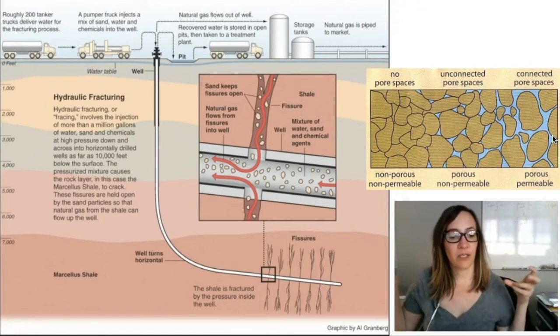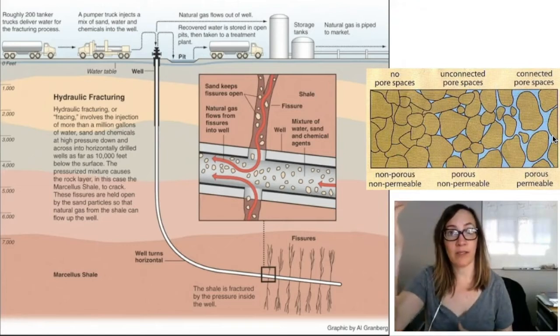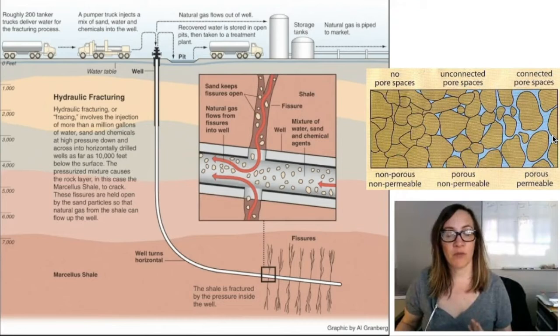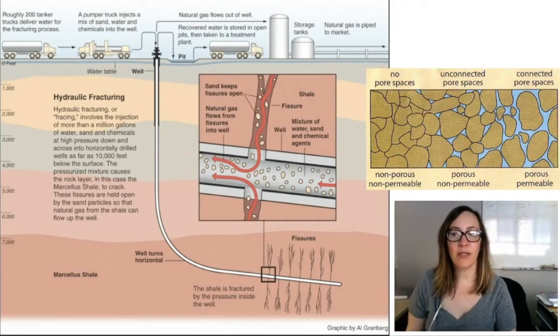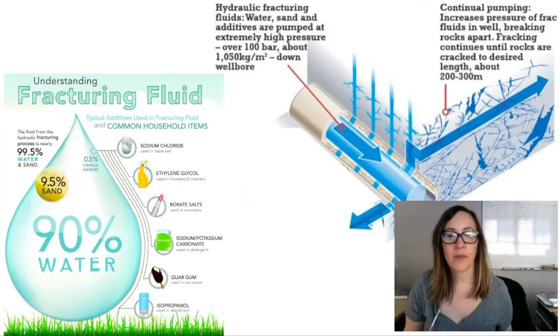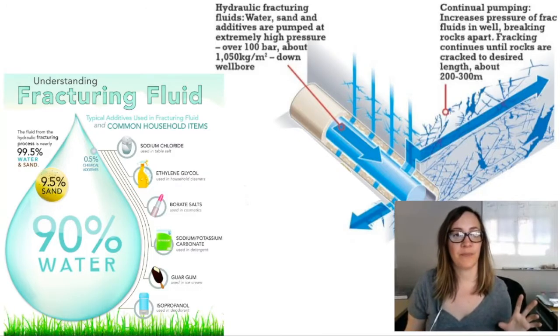allowing for the gas to flow into the main part of the well and then all the way up the well because it's volatile, right? It's lighter, so it's going to go all the way up, even though it's pumped full of water. And so they put sand into this. I'll show you a picture. They put sand into the fracking fluid.